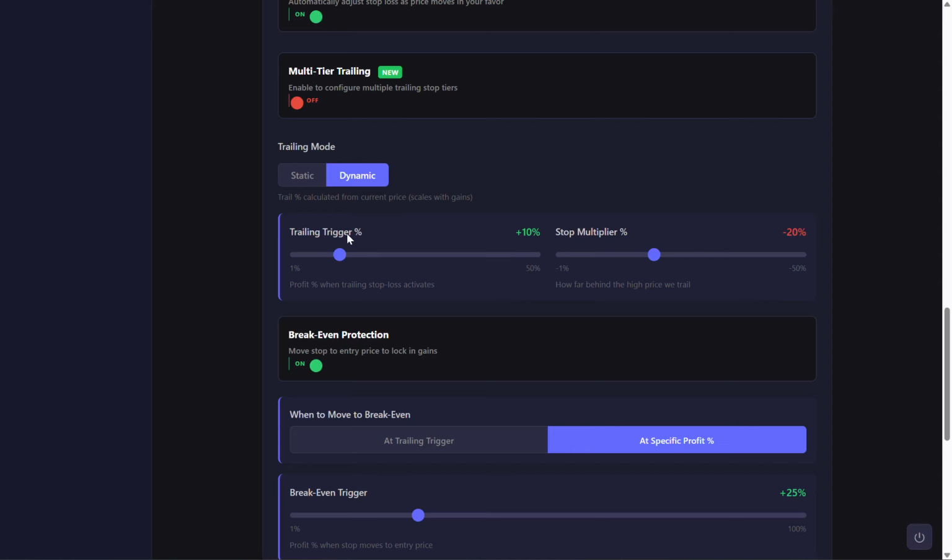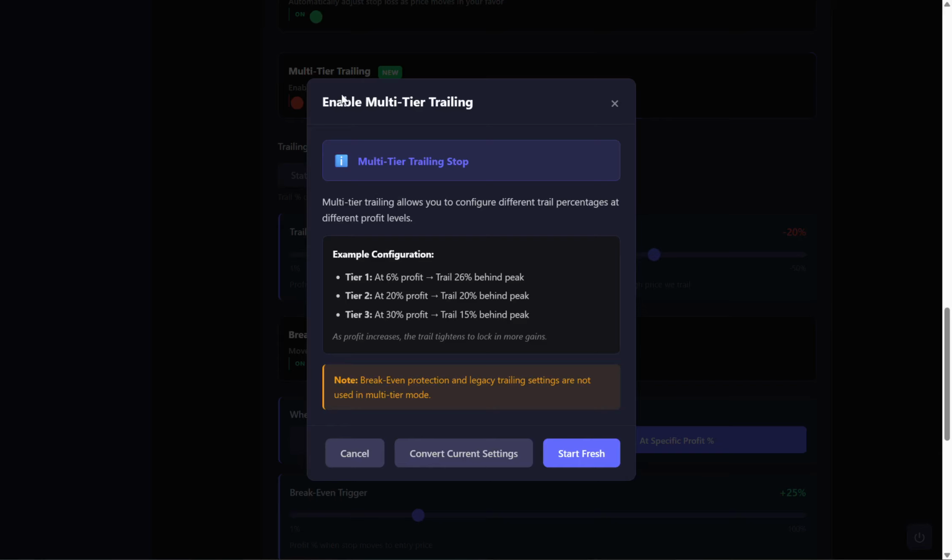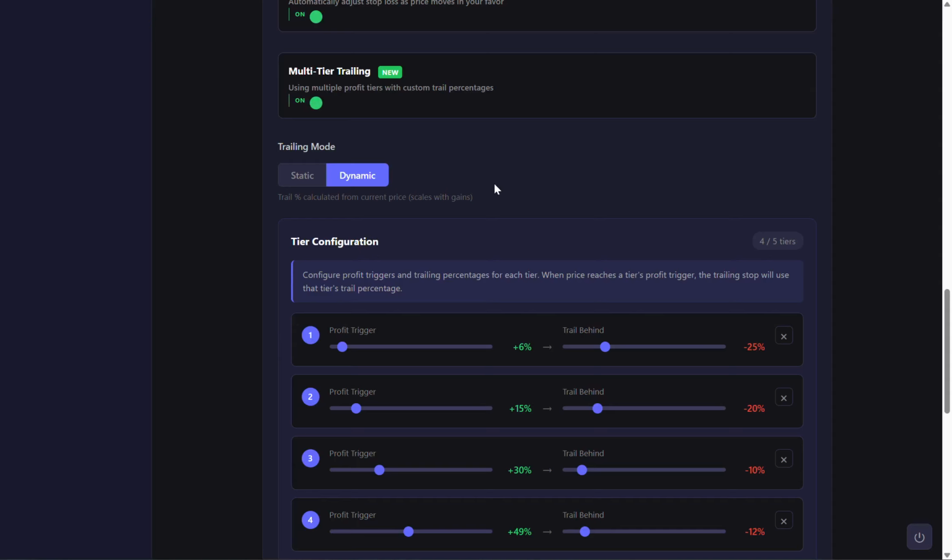Well, let's do this. So we turn it on, and then I usually convert current settings, which means basically it's going to take your current stop trigger and stop loss amount and convert it over to the first tier. So let's just go convert settings. Okay, cool.